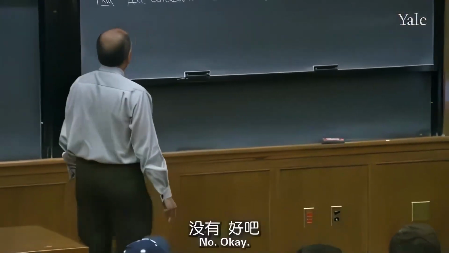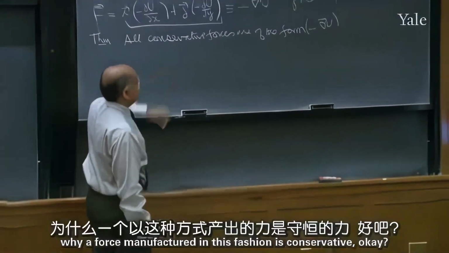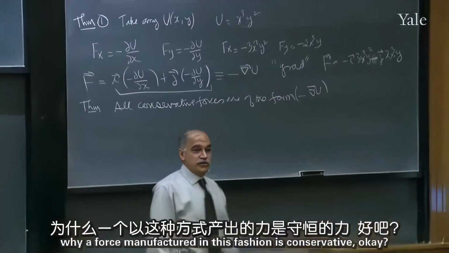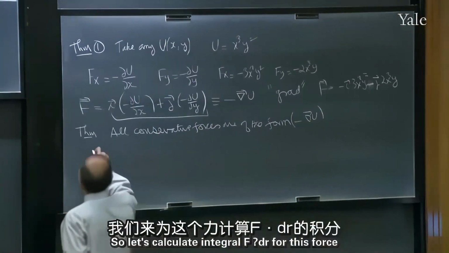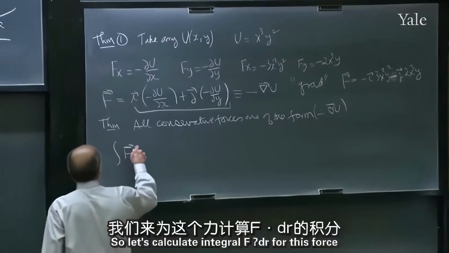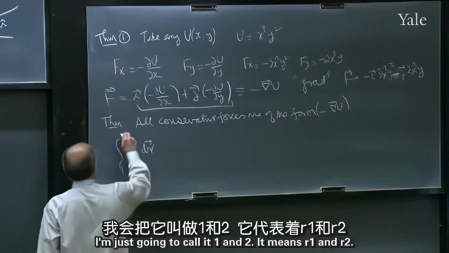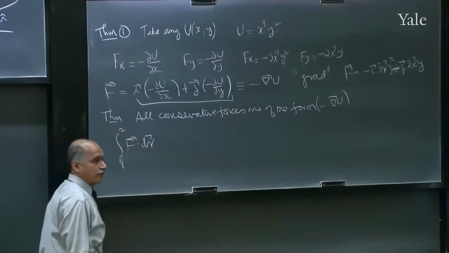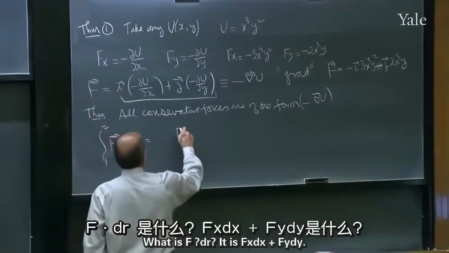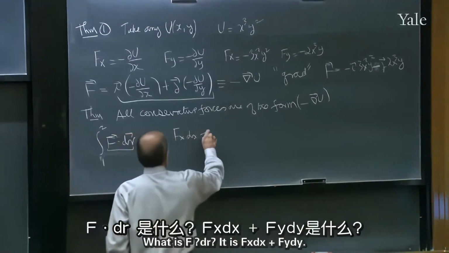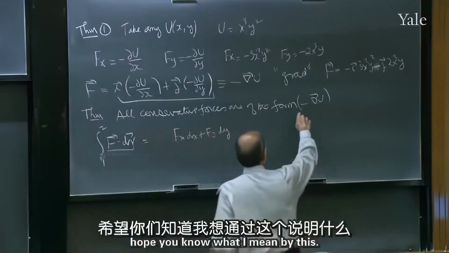No. All right. Now we are going to understand why a force manufactured in this fashion is conservative. So let's calculate the integral of F dot dr for this force from some starting point to an end point. I'm just going to call them 1 and 2, meaning r1 and r2. What is F dot dr? It is Fx dx plus Fy dy, right? That's the meaning of the dot product. I hope you know what I mean by this.